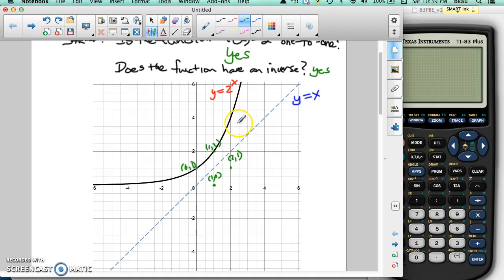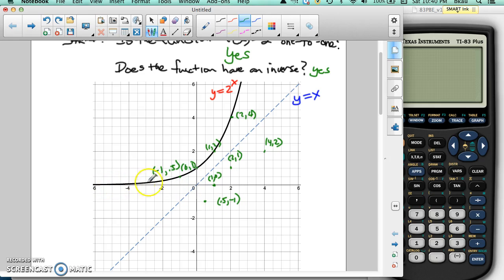Inverse is swap the x and the y value. Then we have another point up here, 2, 4. 2, 4 would swap to 4, 2. And then if we have some other points here, this looks like negative 1, 0.5. So the swapped point would be 0.5, negative 1. So we'd go out 0.5 and then negative 1 would be right here.